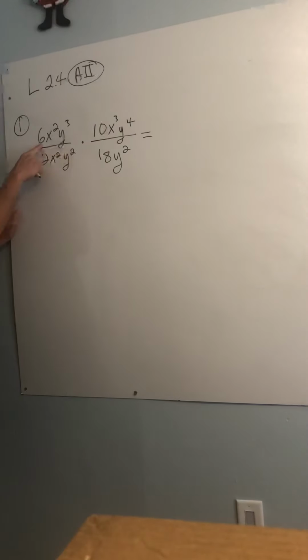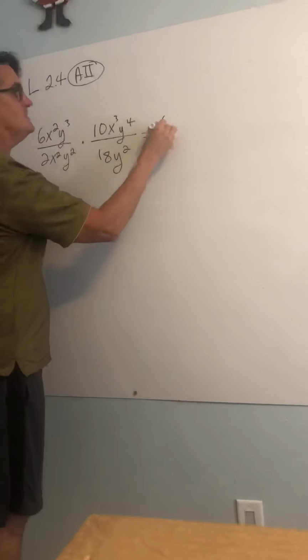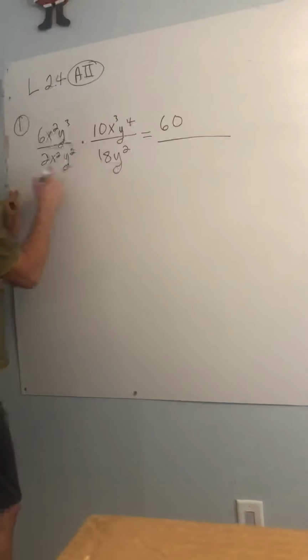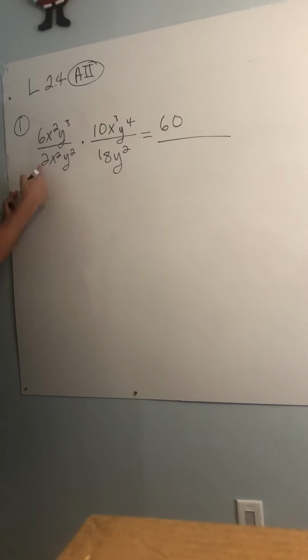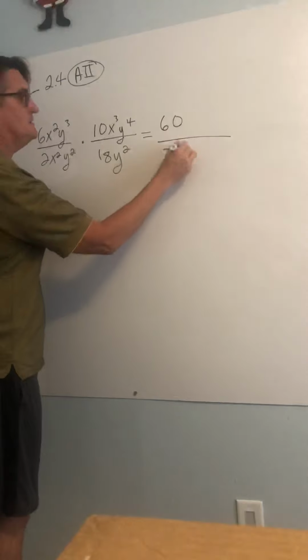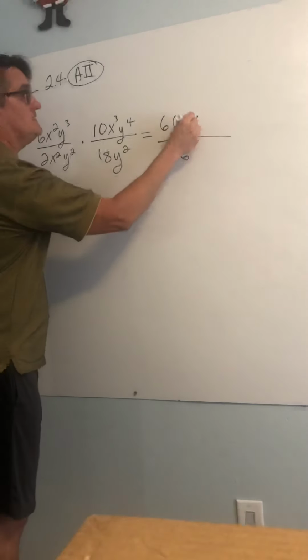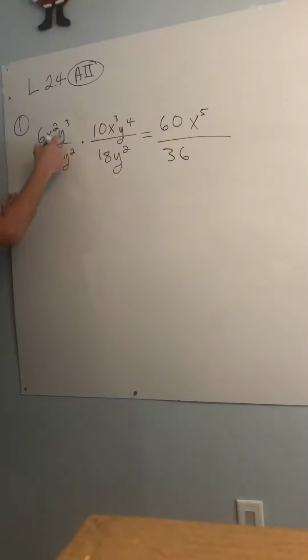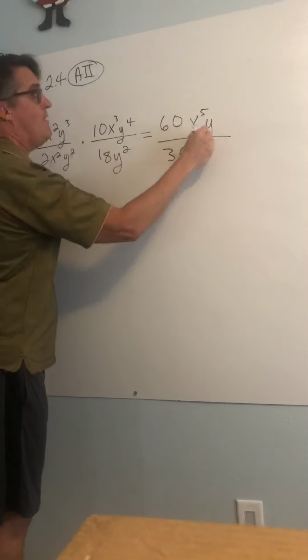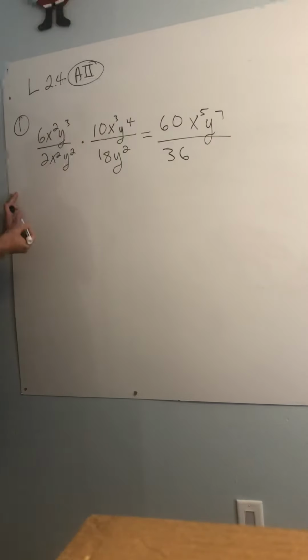So 6 is a normal coefficient, so is 10, so 6 times 10, I put the answer 60. 2 is a coefficient, 18 is a coefficient, 2 times 18, I put 36. That's easy, you've done that for 100 years. For the letters, the variables, when you're multiplying, you're going to keep the base, add the powers. So x squared times x cubed, keep the x, add the powers. y^3, y^4, keep the y, add the powers, y^7.